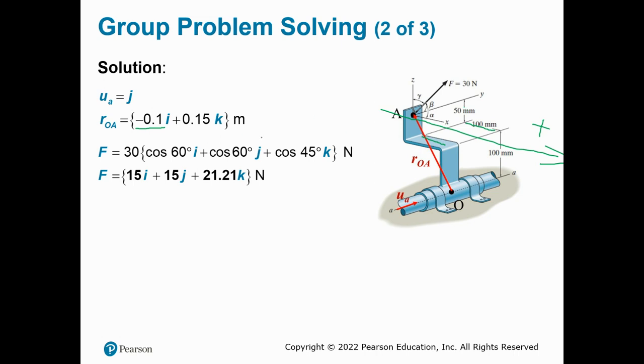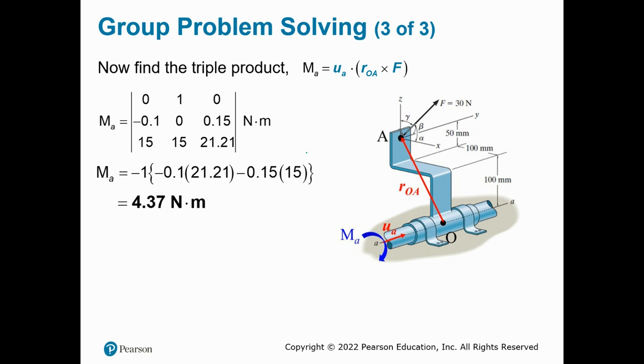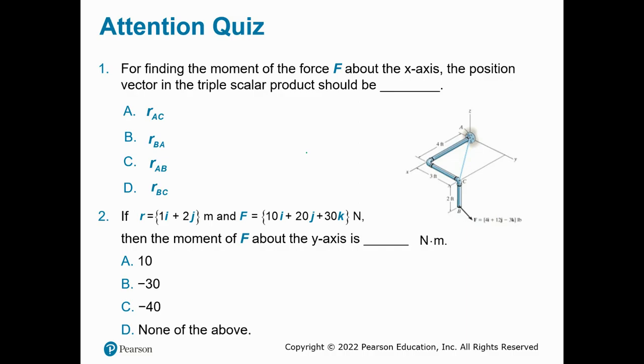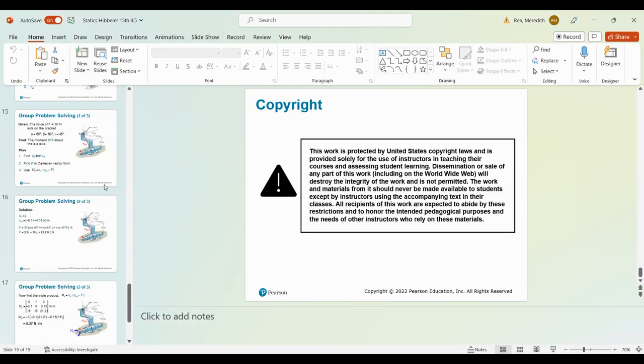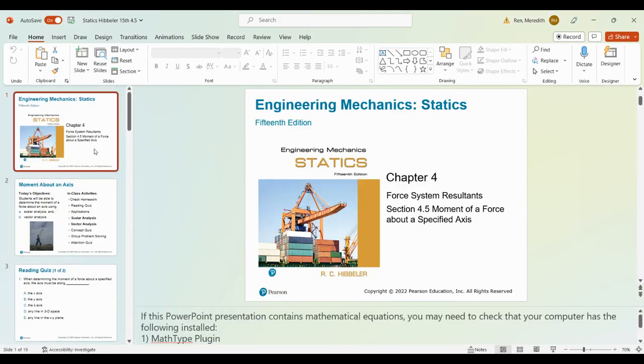Now the force F will have cosine 60 and cosine 45 to find the components of the F. Putting this in the triple product form, we can get the value of M. So this is all I want to show you for section 4.5. Thank you for watching. Hope you understand how to find the moment of a force about a specified axis. Have a good one. See you in the next video.